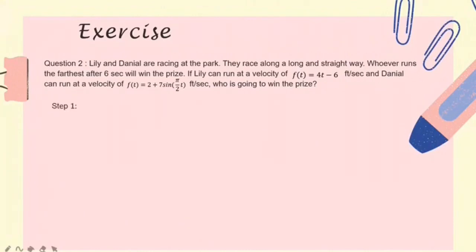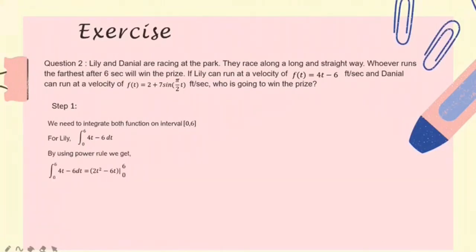Okay, we need to integrate both functions on the interval 0 to 6. So for Lily, we get the definite integral from 0 to 6 of 40 minus 6t. And by using the power rule, we get 40t minus 3t squared for the limit from 0 to 6. We compute the value, and then we get 132.